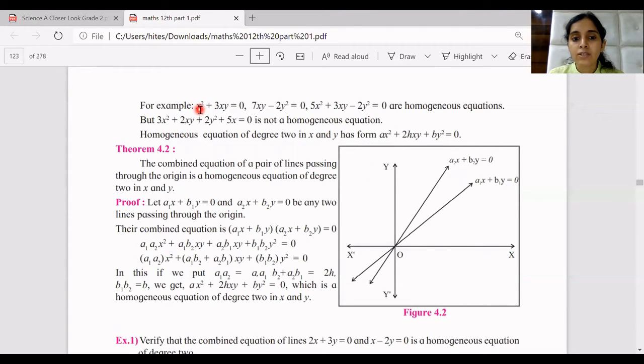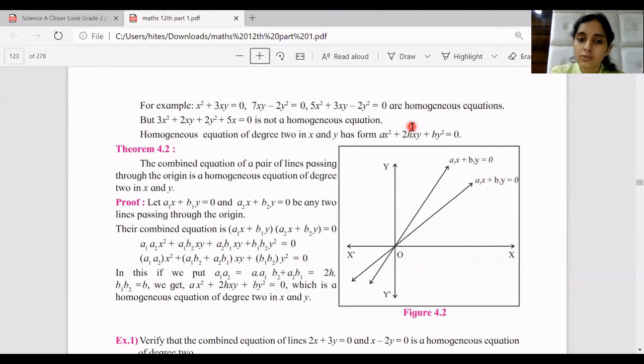First term degree 2, second term degree 2, and 0 has no defined degree. So therefore, the degree of this equation is 2. Okay, so if you can observe, all these equations over here are homogeneous equations because they have the same degree. Okay, homogeneous equations of degree 2 in x and y have the form. Okay, now this is the general form of an equation of degree 2 in x and y.